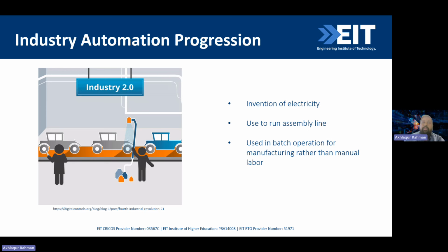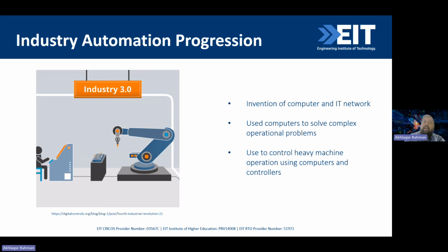Again, you'll see that innovation played a big part in Industry 3.0, which was 50 years ago, which was computer and IT networks. When computers and IT networks became commercialized, or at least early on at the industry level, they realized that using computers, I can solve complex operational problems. I can use a computer to control heavy machinery. And that's where using controllers and computers for heavy machineries became a thing.